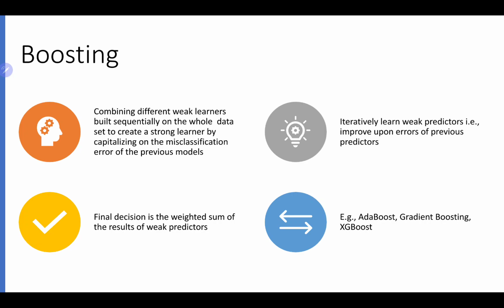So let's look at the other ensemble types now, the boosting method. Here, the boosting, what they do is they will combine weak learners, and the weak learners are grown sequentially, right, on the whole dataset to create a strong learner by capitalizing on the misclassification error of the previous models. So we iteratively learn weak predictors to improve upon the errors of the previous predictors. The final decision is the weighted sum of the results of the weak predictors. Some examples are Adaboost, gradient boosting, XGBoost, and so on.